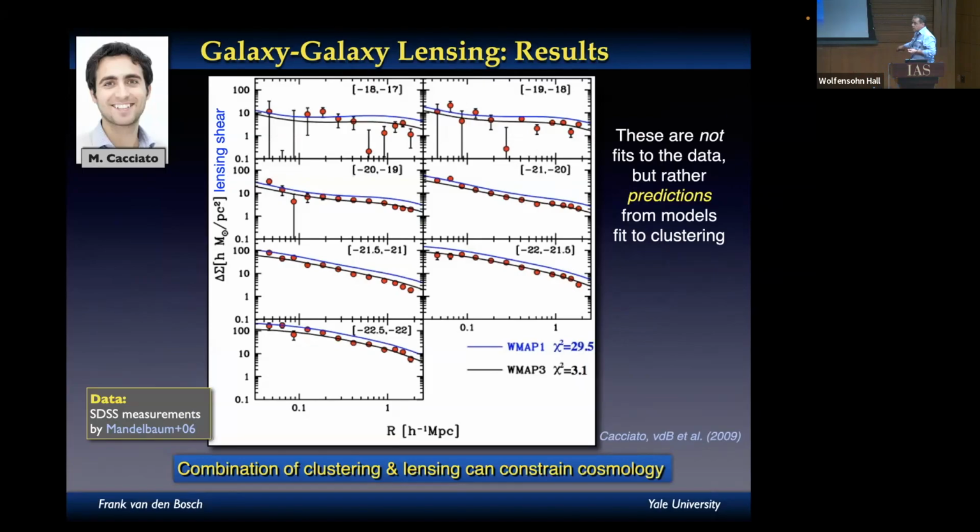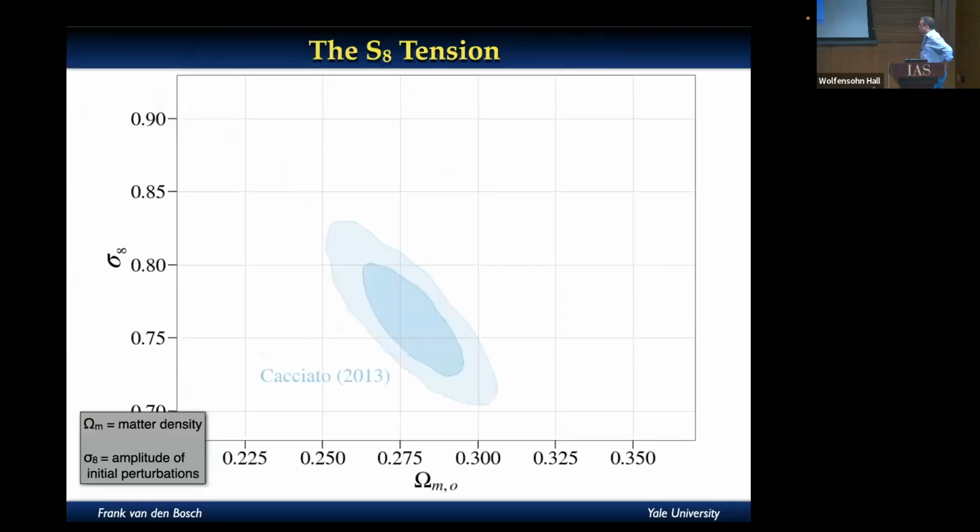And overplotted are the predictions for the WMAP3 and WMAP1 cosmologies. And I want to emphasize, these are not fits to the data here. These are predictions that we take from the fit to the clustering and we predict the lensing. And you can clearly see now that the WMAP3 prediction does much better than the WMAP1 prediction. So we got totally excited and we said, okay, let's now apply this full-fledged and put some constraints on cosmological parameters. And this is what we got.